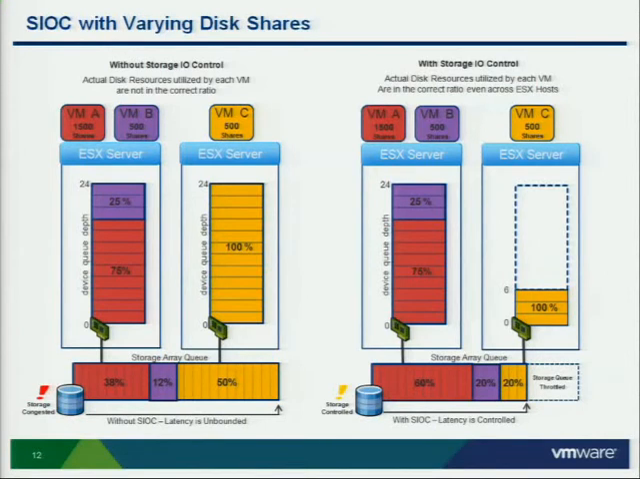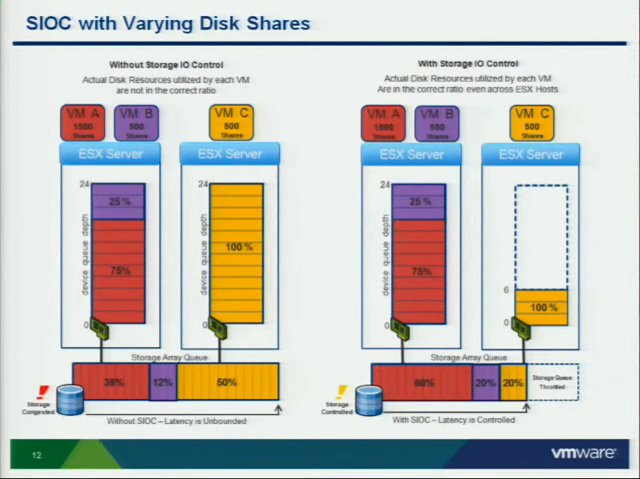Now, in this next example, if you notice on the top, we have 1,500 shares for VM A, 500 for B, and 500 for C. So in effect, you would expect the results on the bottom right, 60% of the I/O queues should be going to VM A because it's got basically 60% of the shares. The other two are splitting the remaining 20% available.